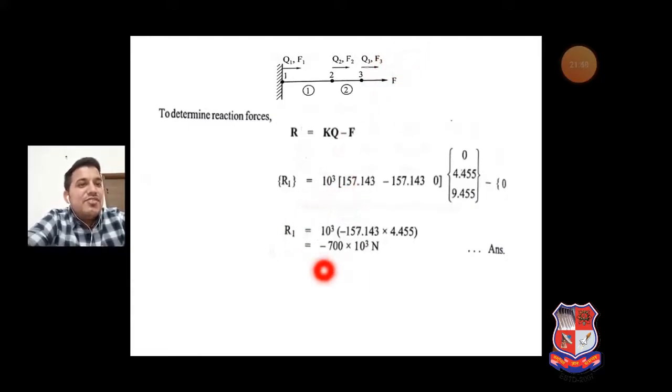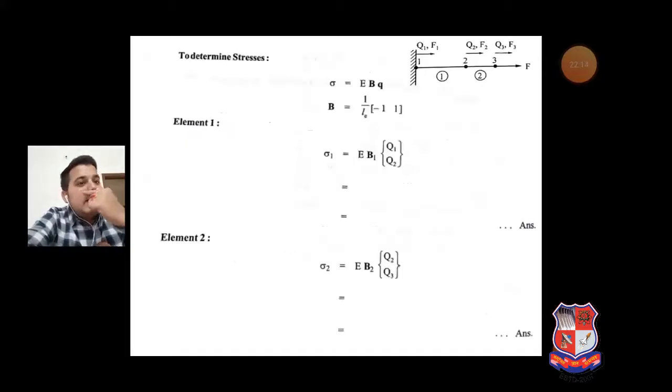If you have some mathematical problem in your steps, then you can compare it properly. If it is not 700 into 10 raised to 3 Newton, something is wrong, okay? And it will be a minus sign because both forces are equal and opposite. That's why it is the equilibrium condition for the beam. Let's start the final step to determine the stresses.